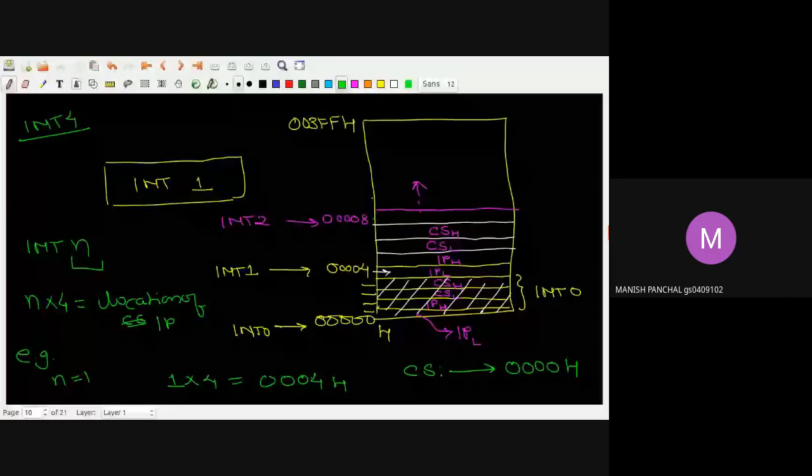0010. Yes, this is correct, because we can say this 4 is multiplied with the 4. So in hexadecimal it is 10. If I multiply it, this will become 00. So the IP value will come as 00.